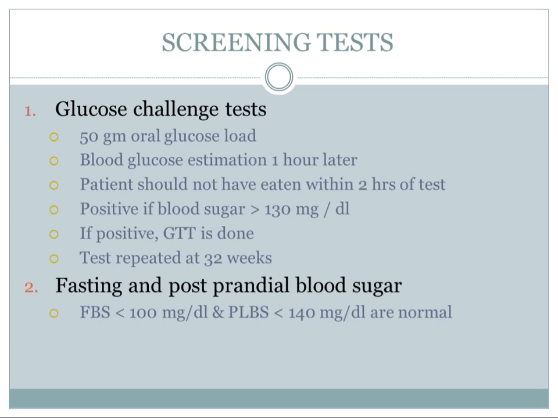Okay, now other people also employ fasting and postprandial blood sugar. Fasting normally should be less than 100. Actually, the ideal would be less than 92 milligrams. And PLBS, that is postprandial or post lunch blood sugar, should be less than 140 milligrams. Anything above this, you consider them to be diabetic. Now, basically, what we are doing is the 75 grams of glucose test, the screening test.